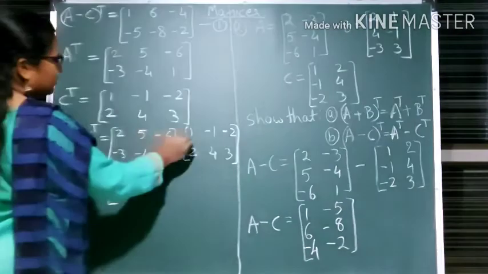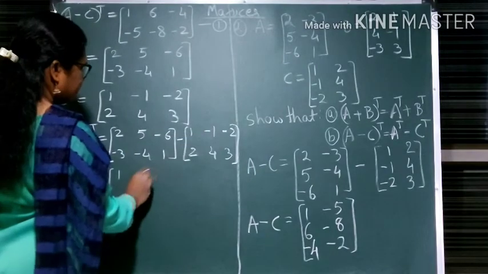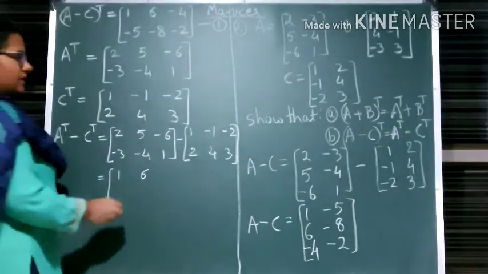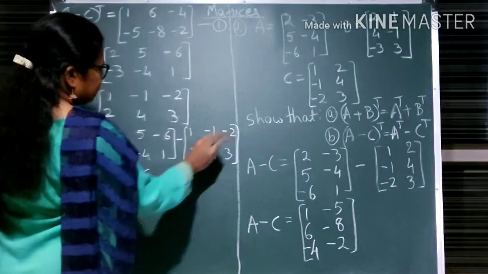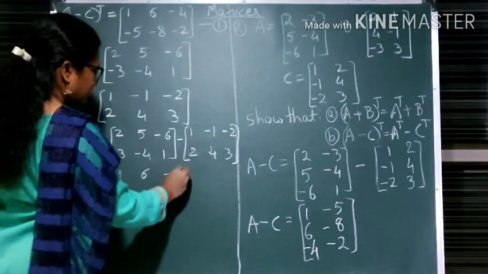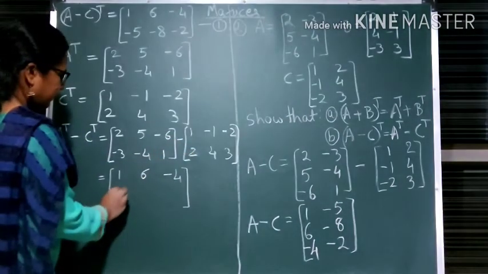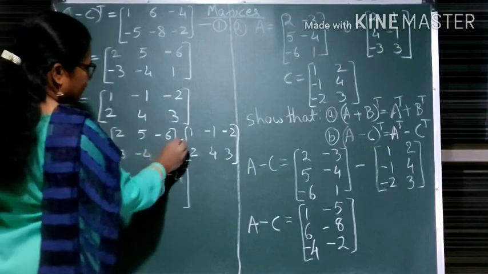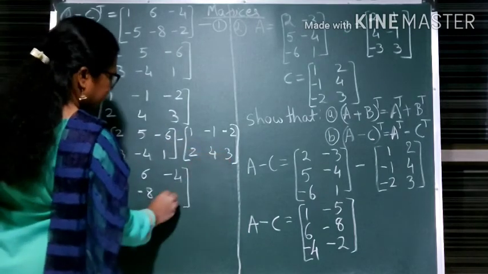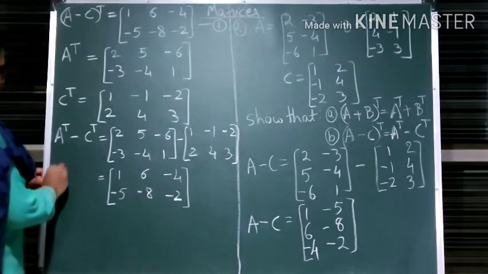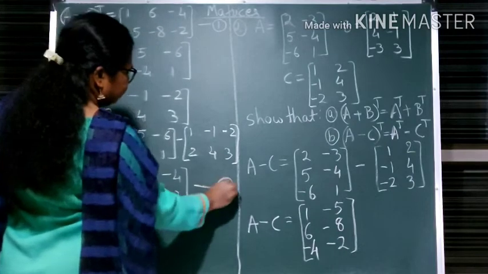Yes, 2 minus 1 is 1. 5 minus of minus 1 is plus 1, so 5 plus 1 is 6. 6 minus of minus 2 means minus 6 plus 2 is minus 4. Then minus 3 minus 2 is minus 5. Minus 4 is minus 8, and 1 minus 3 is minus 2. So this is your A transpose minus C transpose.